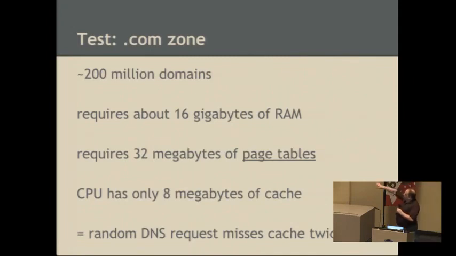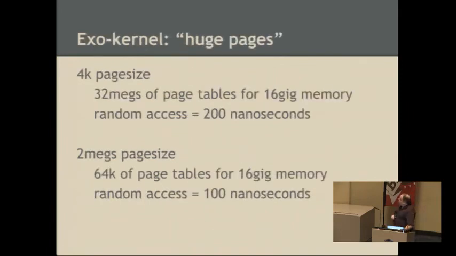Well, the CPU only has 8 megabytes of cache, which means the page tables themselves won't fit in the cache. So that means every time I have a DNS request that's random, it's 2 memory cache misses. And a cache miss is really expensive. It's 100 nanoseconds when I don't have it in the cache, and then I have to go out into main memory. So the solution to this is to take control of memory management.